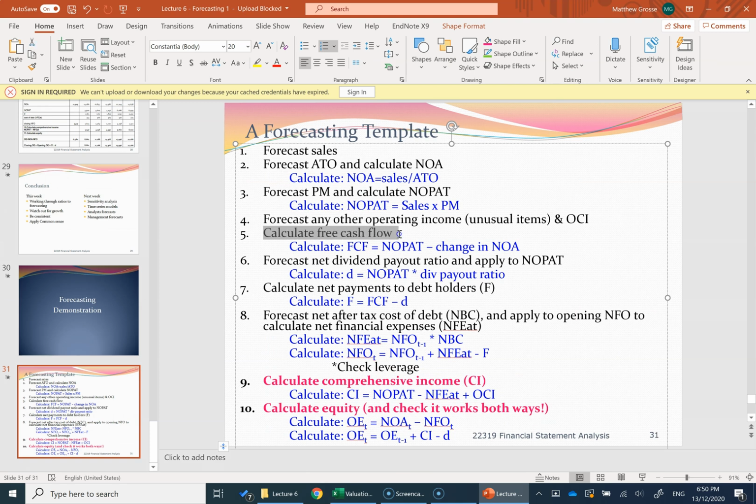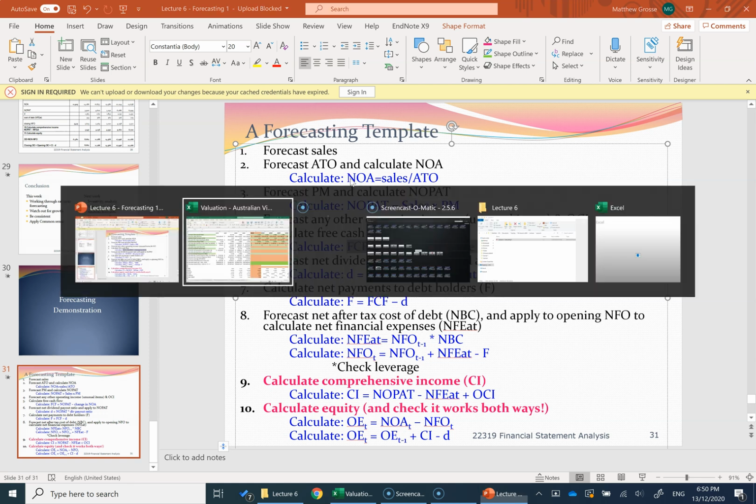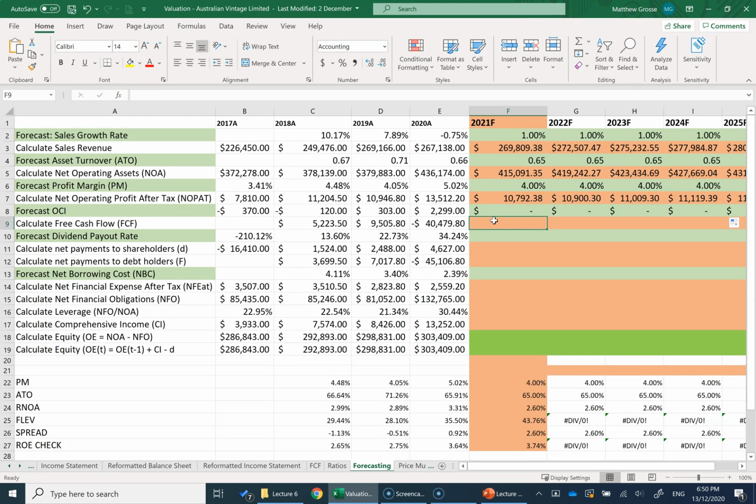I'm now up to step 5, which is to calculate free cash flow. And I'm going to calculate the free cash flow based on my operating activities, which I've now forecast. Free cash flow is equal to NOPAT minus change in NOA. And I've just calculated NOPAT in step 3, and I've calculated NOA in step 2. So I can apply this formula. I can say free cash flow is equal to NOPAT minus the change in NOA, which refers to the current year's NOA minus the previous year's NOA. So I enter that in, and I can drag that across into the future.